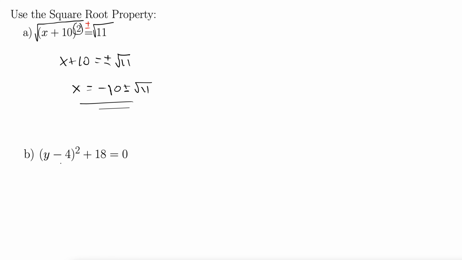Okay, well you wouldn't want to take the square root right off the bat here because we have this 18 hanging out on the left. So let's get that 18 over to the right side by subtracting it from both sides. That gives us y minus 4 squared equals negative 18. Now we take the square root of both sides. Using the square root property though, we know we have to add on a plus or minus.